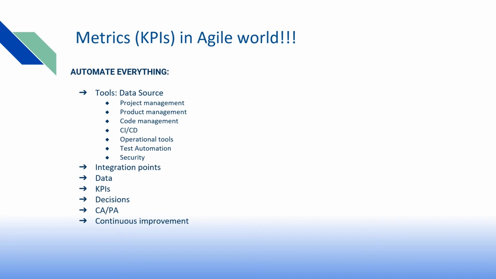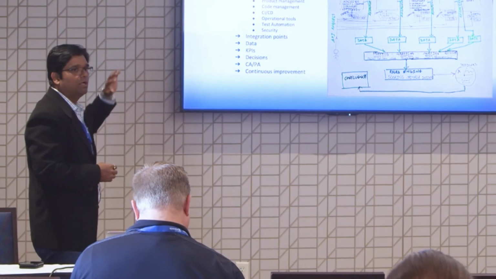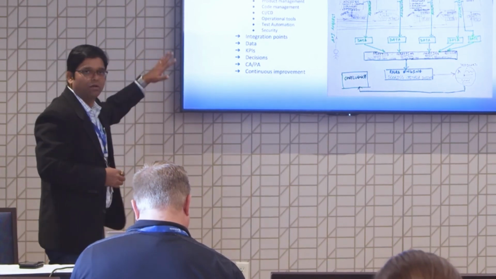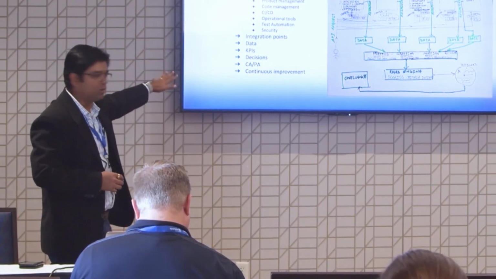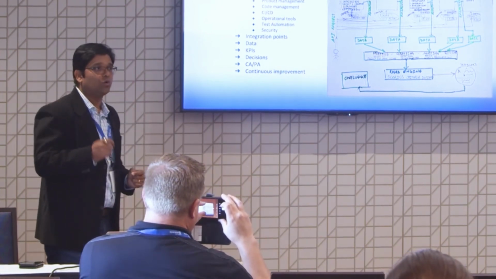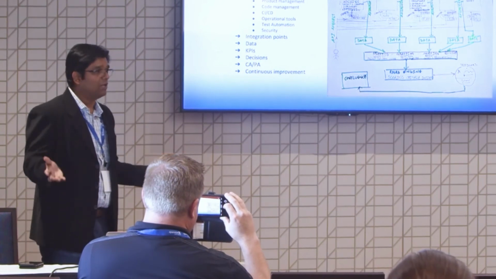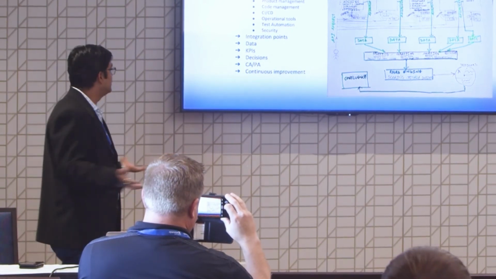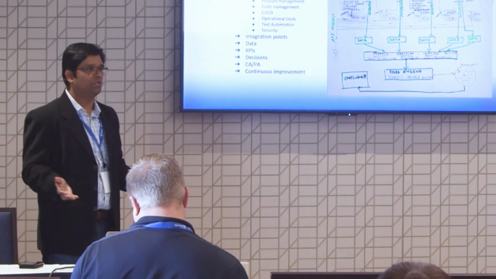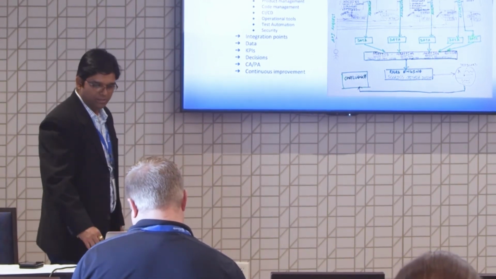You can either have APIs or some other way you can integrate each tool to push the data into your designated or required database or data source, right? And you can use KPIs to define what you want to measure out of those metrics and take decisions on it. And then that helps you for your corrective and preventive actions to have a continuous improvement in your process or in your product or your operation activities.